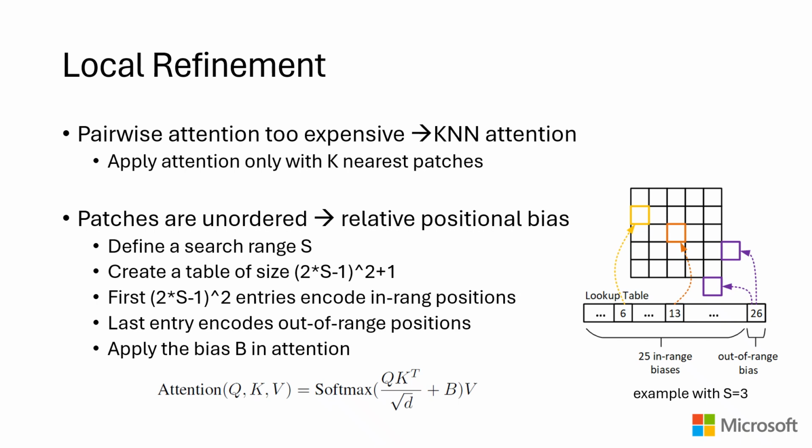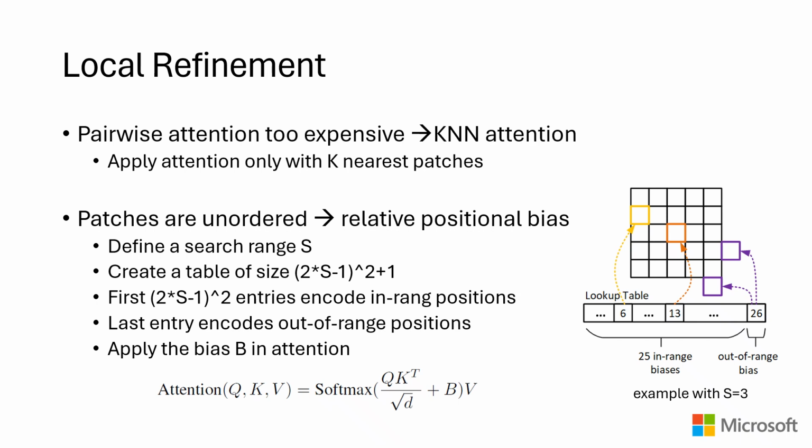Our relative positional encoding starts with the predefined search range S on a regular grid. With the search range, we can locate a square window around each patch and create a table whose size is the window area size plus 1. All entries in the table encode the positions that are within the window, except the last one, which encodes positions outside the window. Let's use a toy example for illustration.